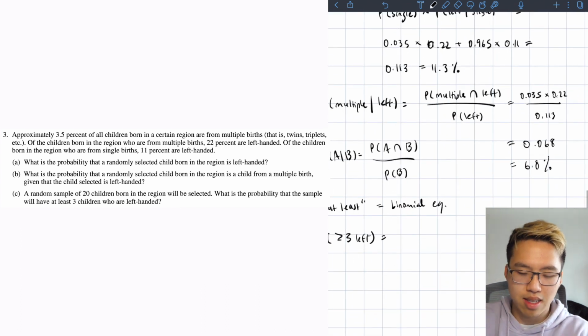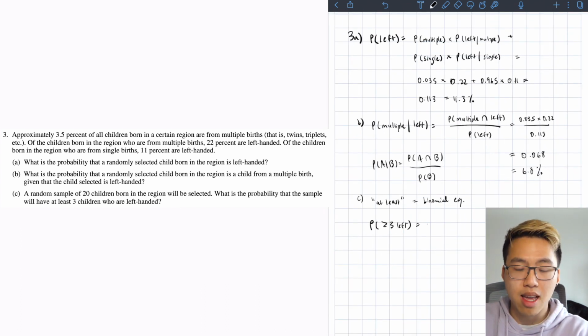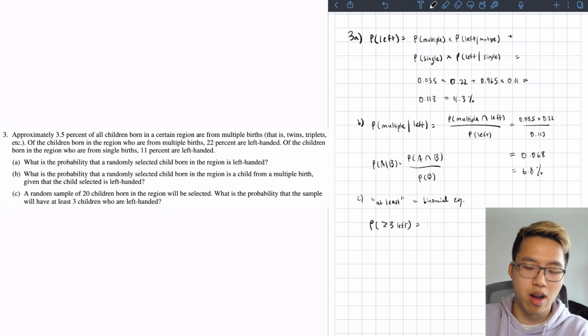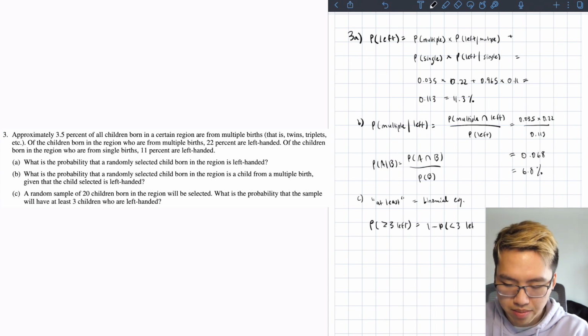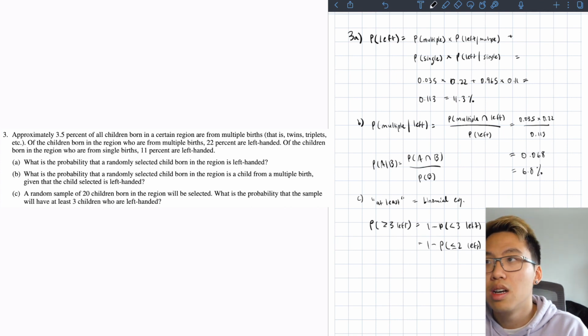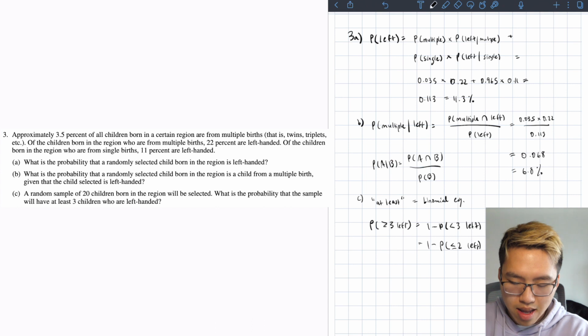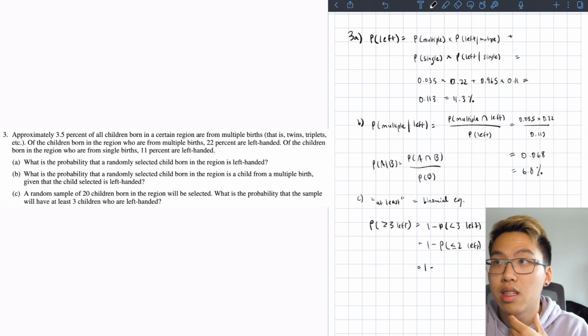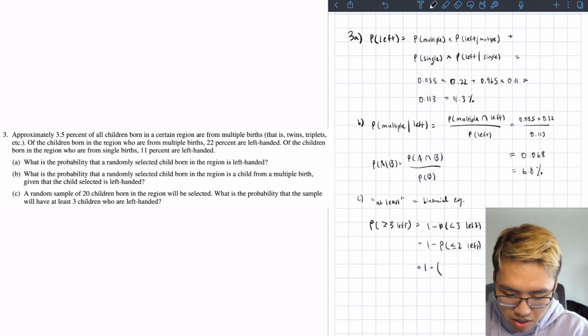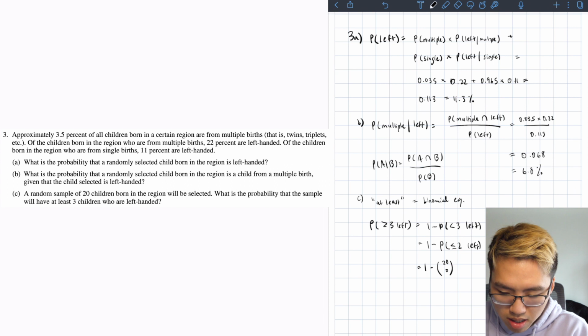So you can rewrite this. This probability is the same as the probability of 1 minus the probability of less than 3 left-handed. Or 1 minus, since we're in discrete terms, less than or equal to 2 left-handed. So we can rewrite it like that. And then it's just a matter of plugging in our equation, the binomial equation. So I'm just going to fast forward through this part.